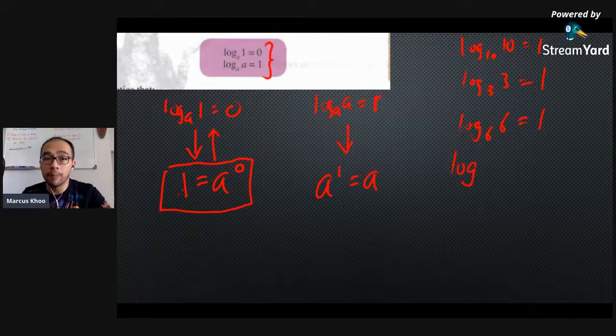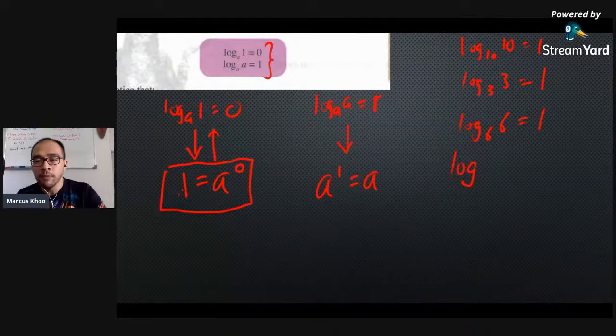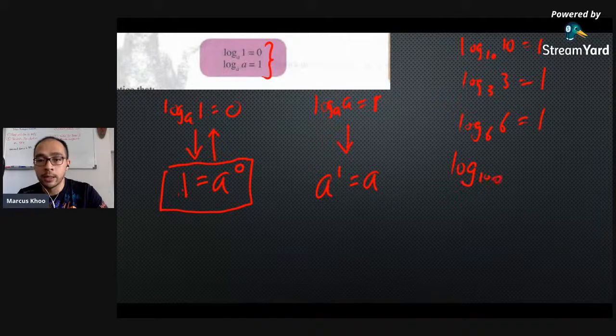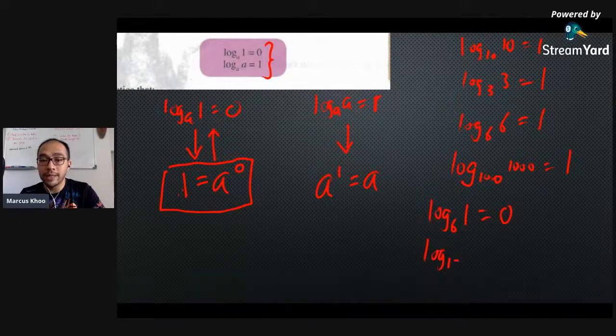Log 1000 base 1000 is 1. This is a very important thing. The second one is, anything as the base, as long as the number is 1, the answer must be 0. Log 6 of 1 is 0. Log 17 of 1 is 0. So this is a very important relationship.